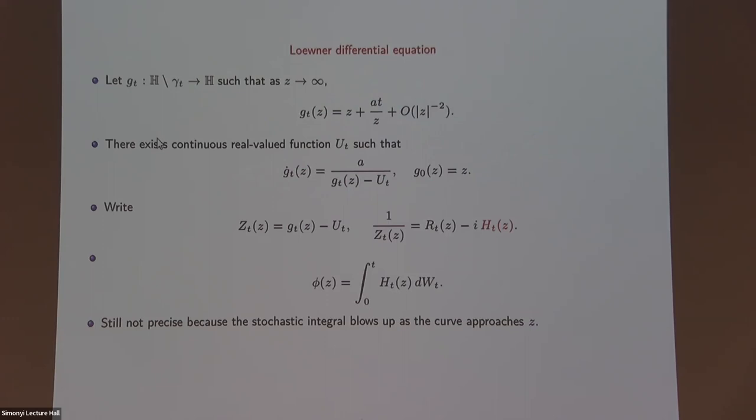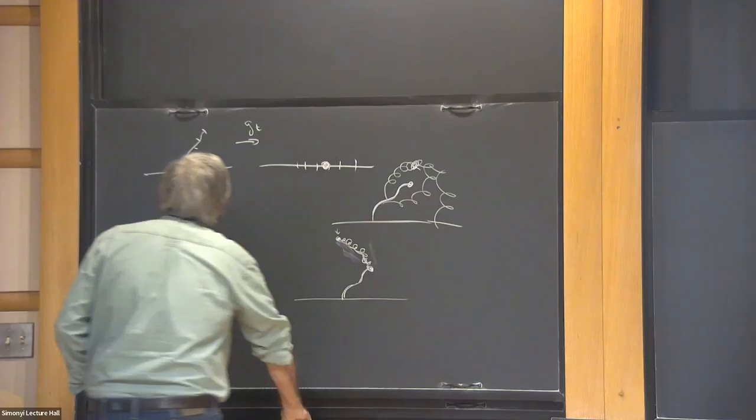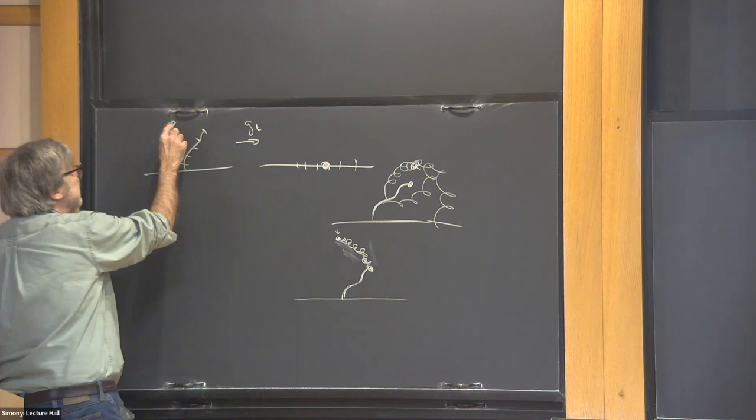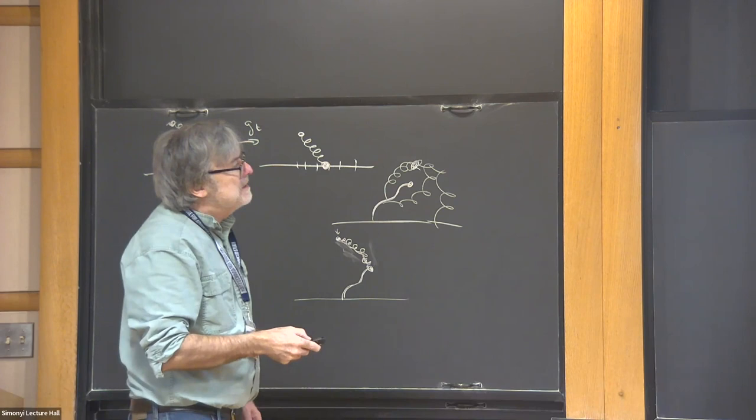And just some notation, when I write Z_t of z, it'll be this denominator, g_t(z) minus U_t. And 1/Z_t will come up a lot. So I write 1/Z_t, and I have the real part and imaginary part of that. And it's useful to put a minus sign in the imaginary part. If I do this, then this term right here is exactly the term that we get here. The picture is, if I'm here and I want to look at a Poisson kernel there, I can tap it here and do that. So this guy is just the Poisson kernel in this picture mapped over here. That's all it is.